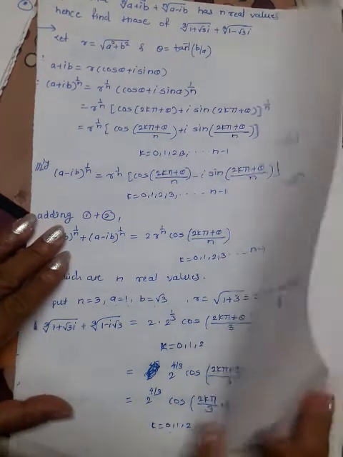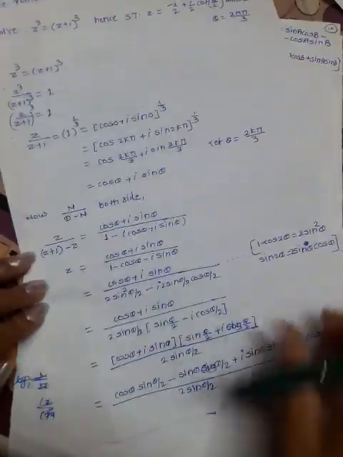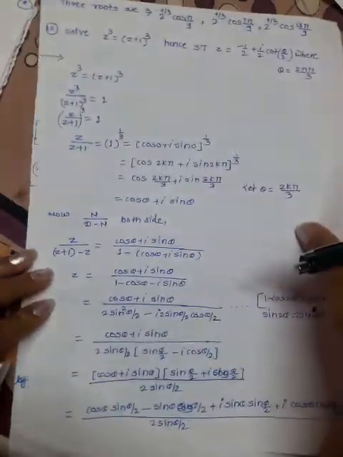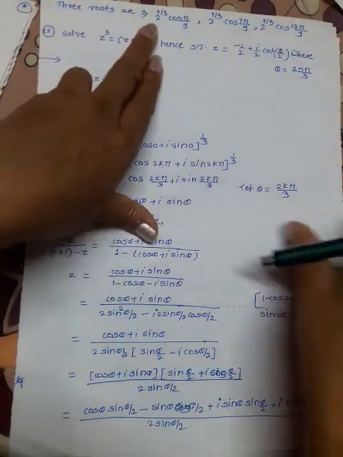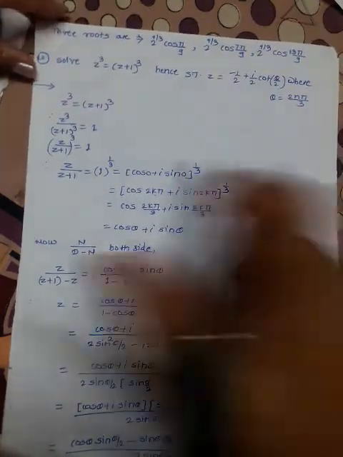Okay. Here we have already put the values 0, 1, 2, and we get these three real roots. Let us see the next example.